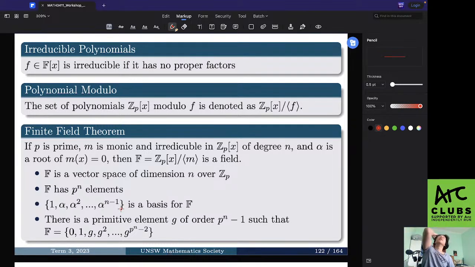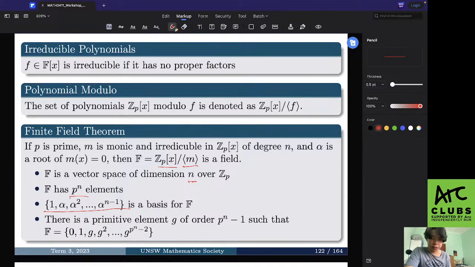And now we can build up to our final big theorem, which is the finite field theorem. And it basically just says, if we have p is prime, m is monic and irreducible with a degree of n, and a is a root of m, then we know that the set of polynomials in Z_p modulo m is a field. We also know a couple other things, such as F being a vector space of dimension n, F having p to the n elements.